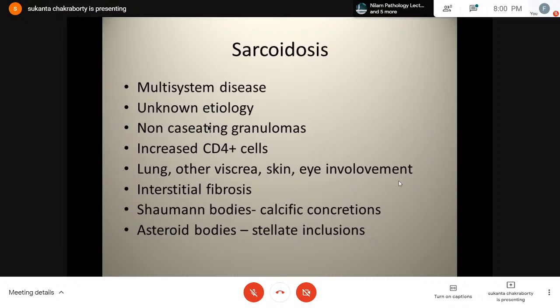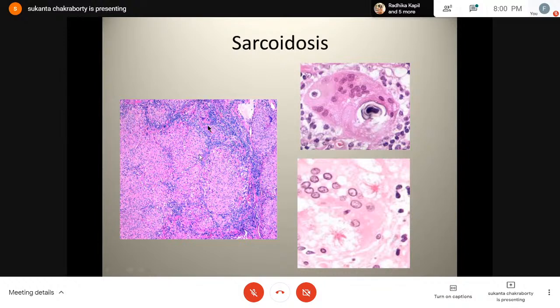and asteroid bodies characteristically. This is a histological picture of sarcoidosis. As we can see, beautiful confluent non-caseating granulomas, merging with one another, which are called naked granulomas because there is very little lymphocytic cuffing around the collection of epithelioid histiocytes. Epithelioid cells in sarcoidosis are a bit more plump than tubercular epithelioid histiocytes. There is a Langhans type giant cell in this picture, and these are calcific concretions called Schaumann bodies, which are characteristic of sarcoidosis, and there are typical star-shaped inclusions called asteroid bodies.